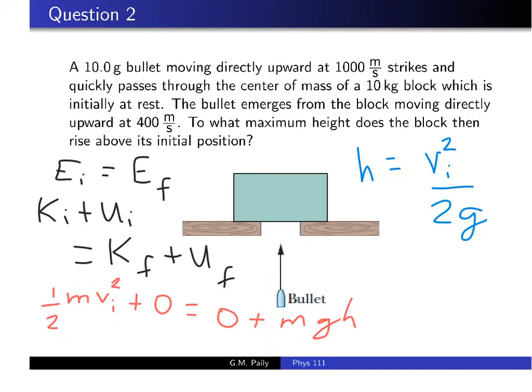We know that v initial is 0.6 meters per second. We can take g to be 10 meters per second squared, and so we find that the final maximum height to which the block rises is 0.018 meters. In other words, 1.8 centimeters. Not very high, but that's because the block is so massive. Let's move on to the next slide.